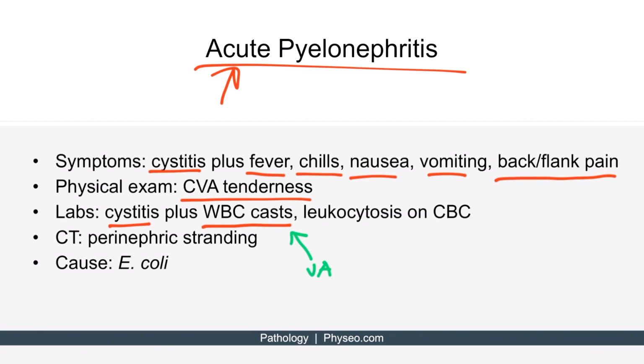Patients will also likely have an elevated white blood cell count on CBC, which is called leukocytosis. Now, pyelonephritis is a clinical diagnosis, but it's not uncommon for patients to have a CT scan in the emergency room. And if performed, this may show perinephric stranding, or inflammation around the kidney. And the most common cause of acute pyelonephritis is E. coli. So it's very much like cystitis, but in this case, the infectious E. coli went past the bladder and up into the kidneys.